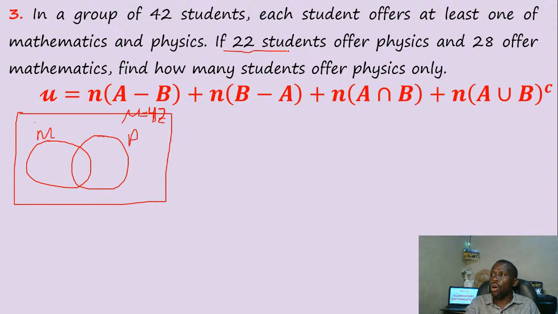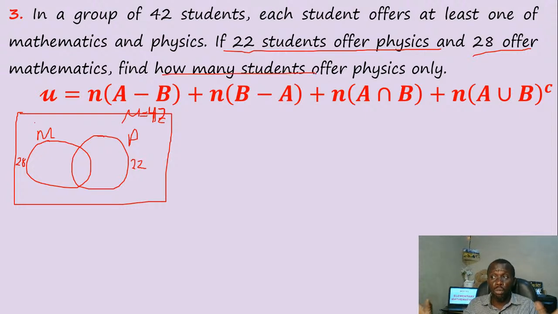If 22 students offer physics, they did not say physics only, so you put it outside. The next question is 28 offer mathematics. So 28 goes outside. They did not say 28 offer mathematics only. All right. Find how many students offer both.